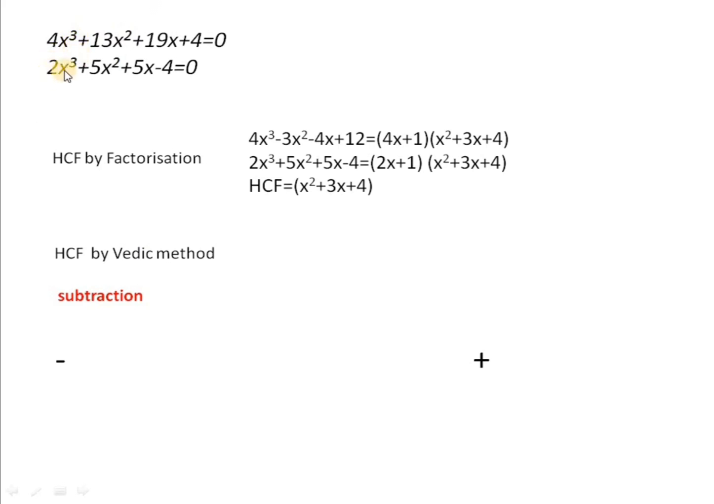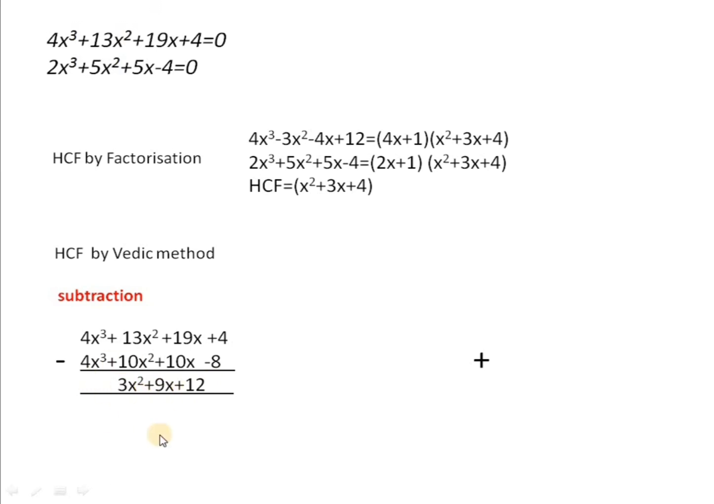So the second equation's coefficient is different. We are going to multiply the second equation by 2 and then subtract from both. When you do, the 4x cube terms cancel and you are left with 3x square plus 9x plus 12. When you perform this subtraction, you get 3x square plus 9x plus 12, and if you take the common term out, you are left with x square plus 3x plus 4.